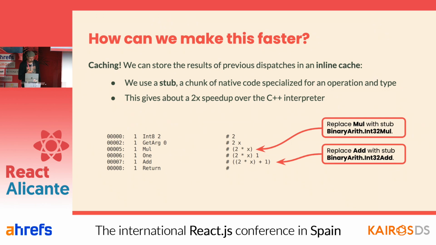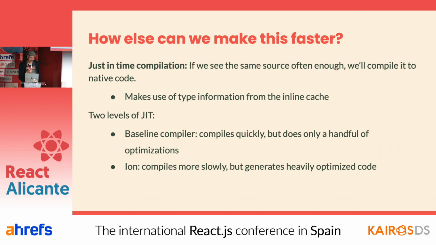It depends upon the workload, but we see something on the order of a 2x speedup over the C++ interpreter. So how else can we make this faster? What else can we do? Well, I'm talking about just-in-time compilation, so it's probably not surprising that's my other answer. And this means if we see the same source code often enough, we're going to compile it to native code. And we can actually make use of the type information that we've already gathered in the inline cache.